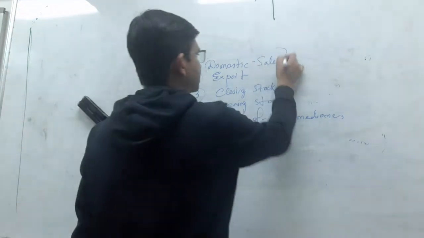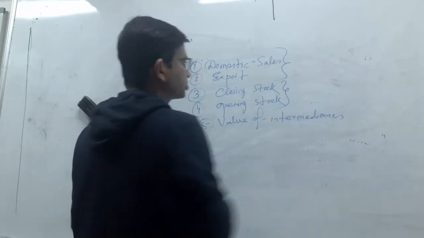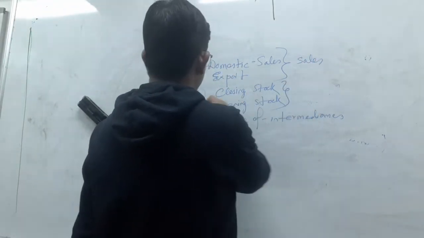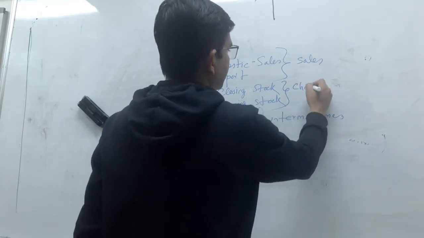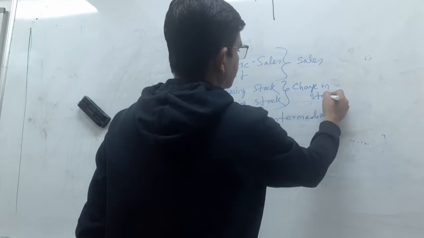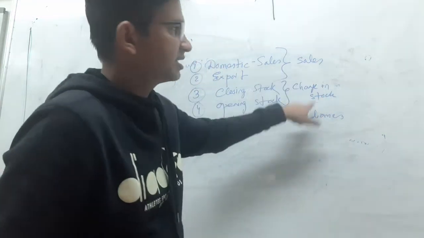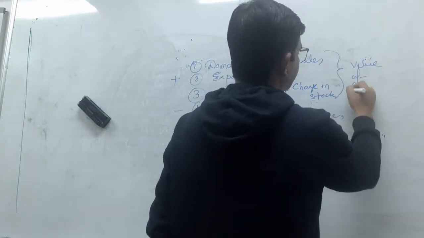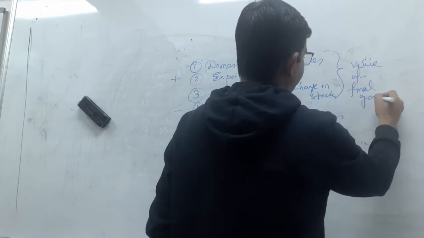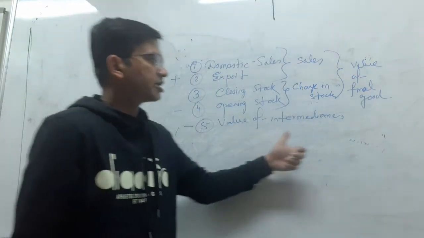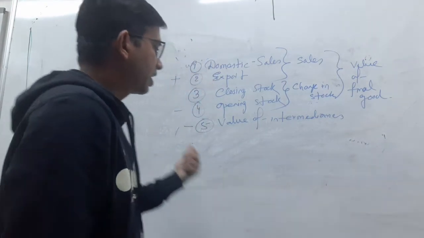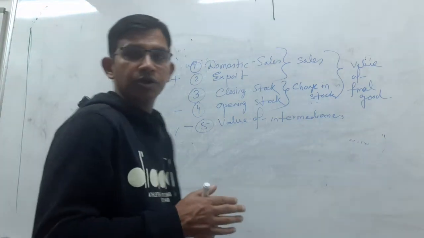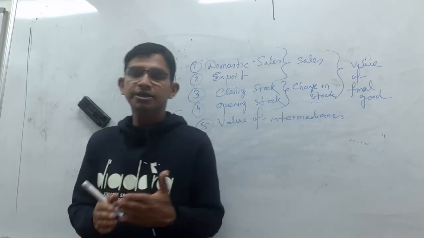So domestic sales plus export is called sales. Closing stock minus opening stock is known as change in stock. Whenever we add sales and change in stock, we get the value of final goods. Whenever we subtract the value of intermediaries from the value of final goods, we get the value added in this production.